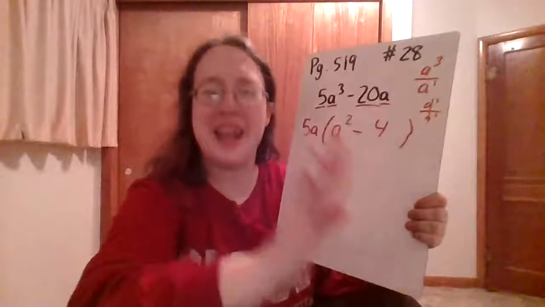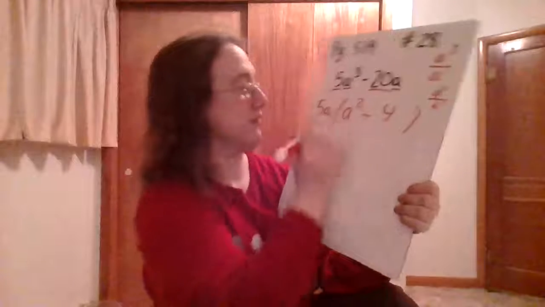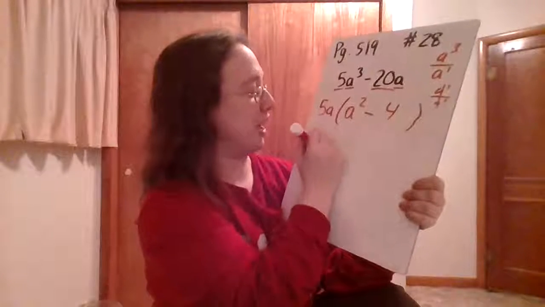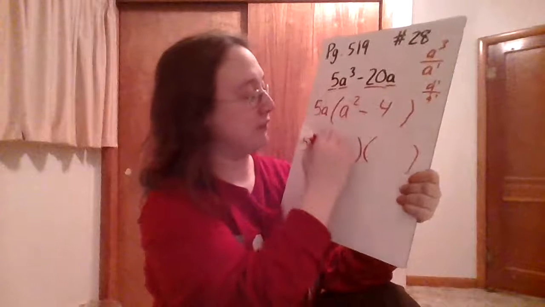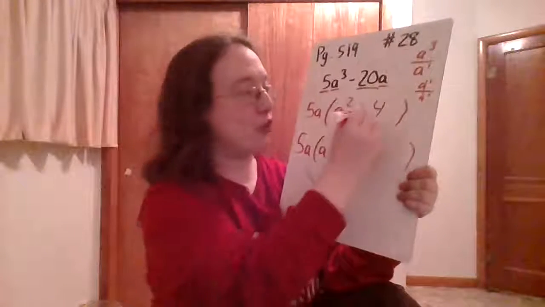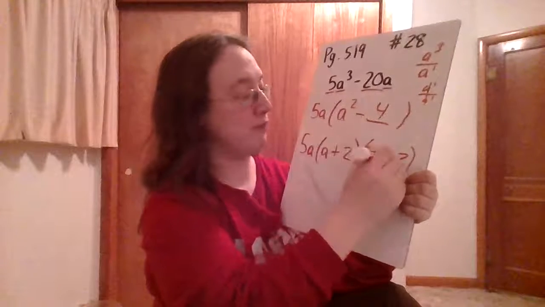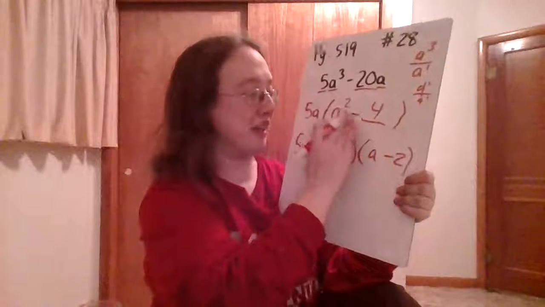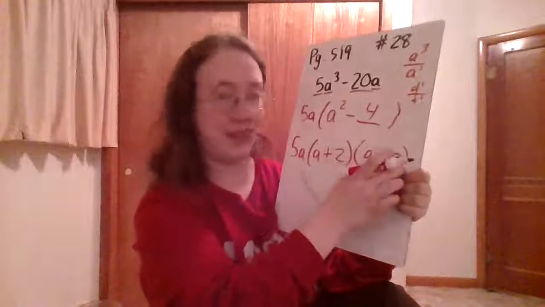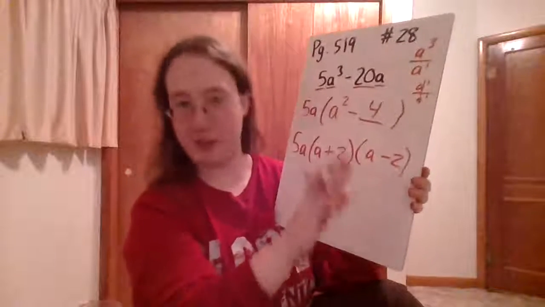Okay, now we can factor it, because now 4 has a nice square root. So this 5a just needs to not disappear. And now I've got an a and an a. And the square root of 4 is 2. So 2 plus 2 minus 2, because that's what's going to get those middle terms to cancel out. So anytime you got something like this, it's always going to be a positive and a negative. Always, always, always. Unless it doesn't factor at all.